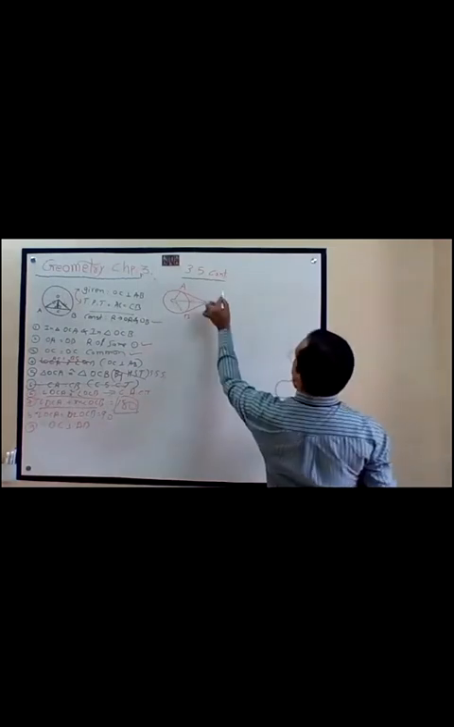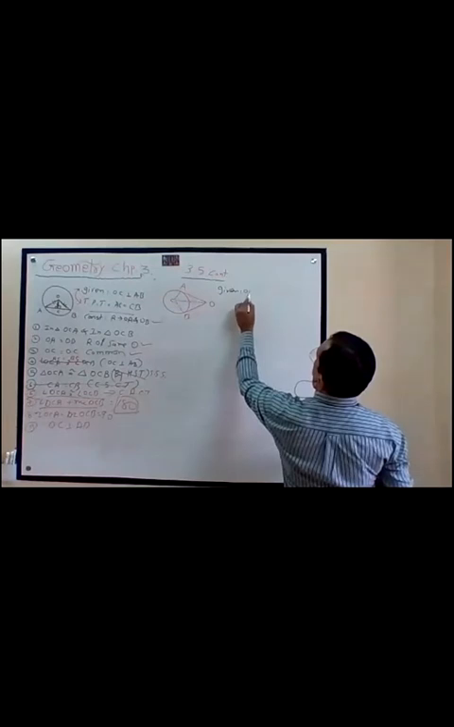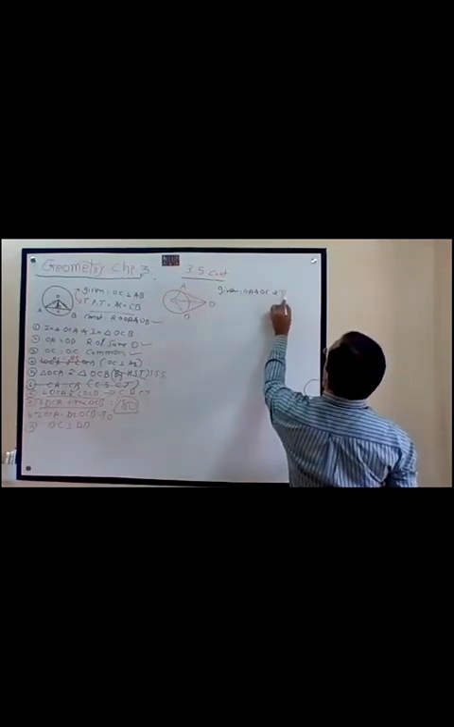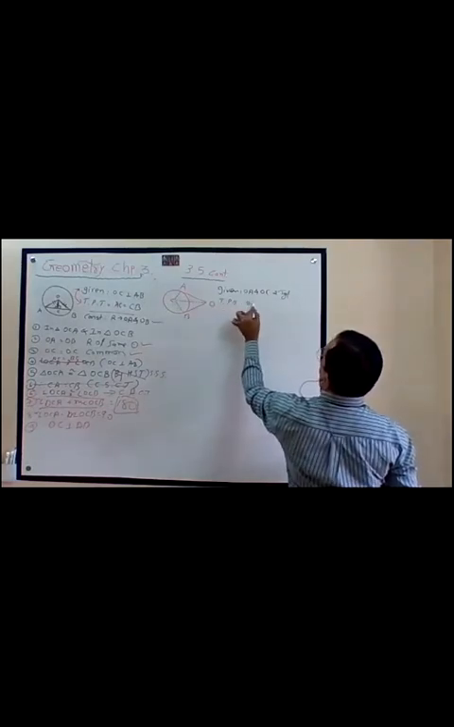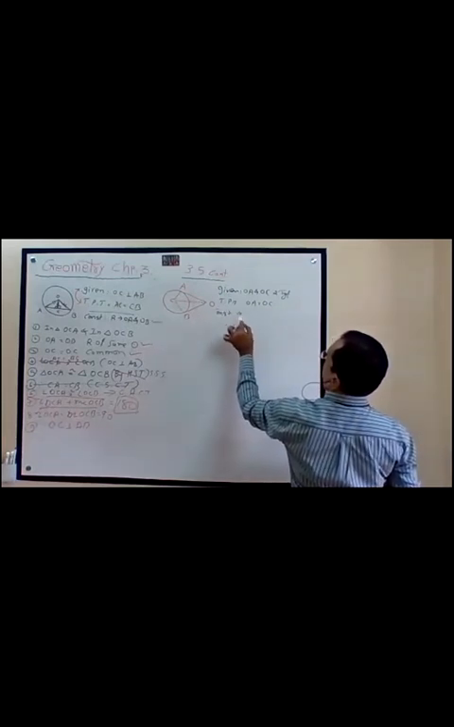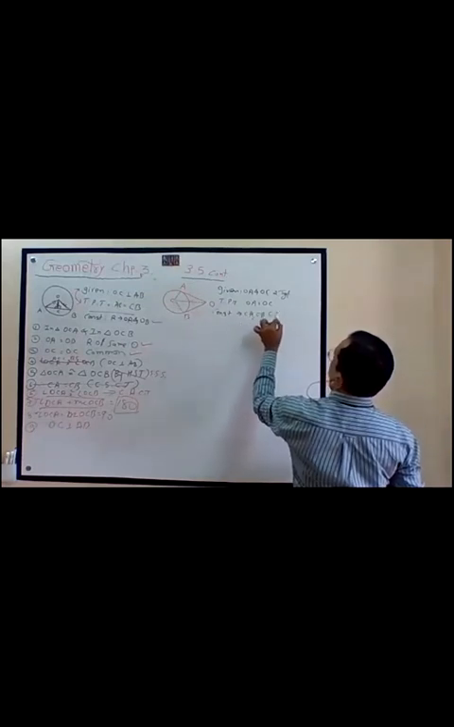We will write what is given. OA and OC, two tangents. To prove that OA is equal to OC. Construction, three constructions: CA, CB, CO.